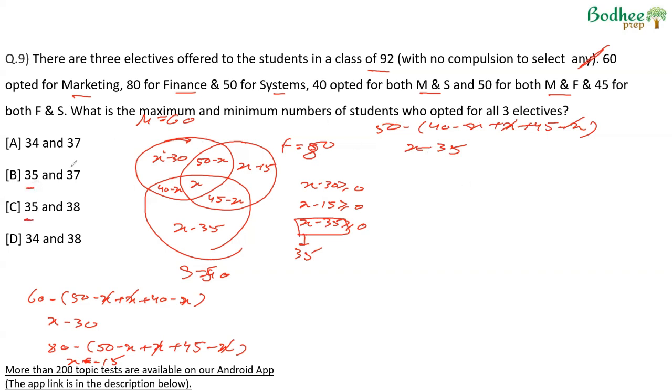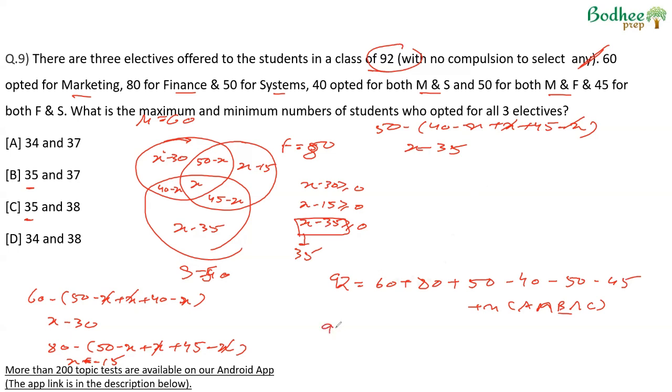What is the maximum value? Maximum value will happen when all the 92 people have opted for a course, and we will say n of A union B union C is equal to n of A plus n of B plus n of C minus n of A intersection B minus n of B intersection C minus n of C intersection A plus n of A intersection B intersection C. This will be the maximum value. Since these two are of the same sign, positive, positive, as this increases, this will increase.